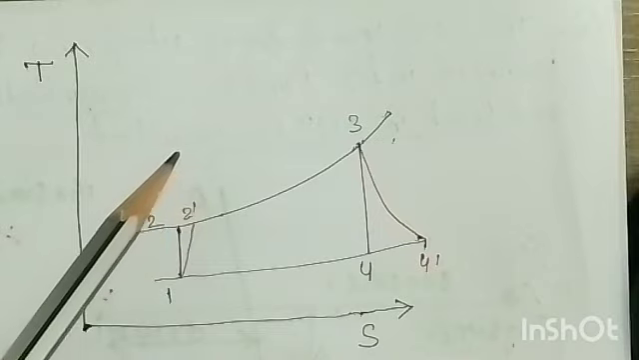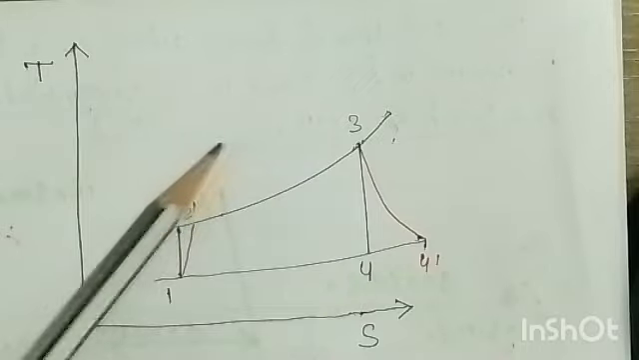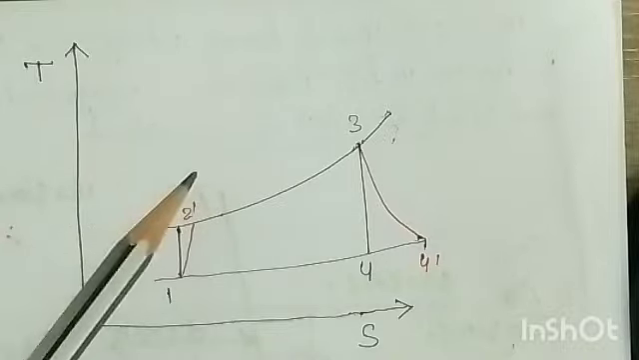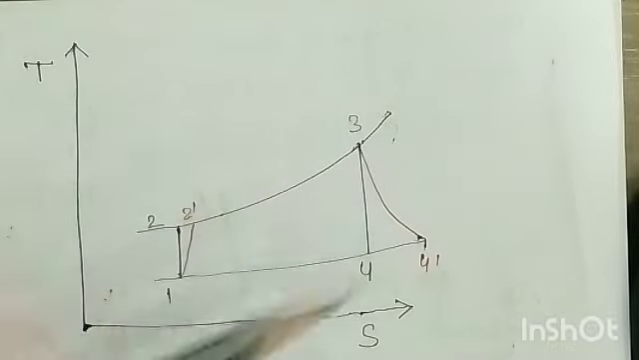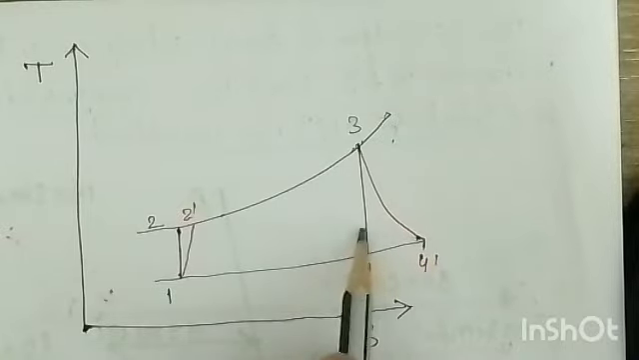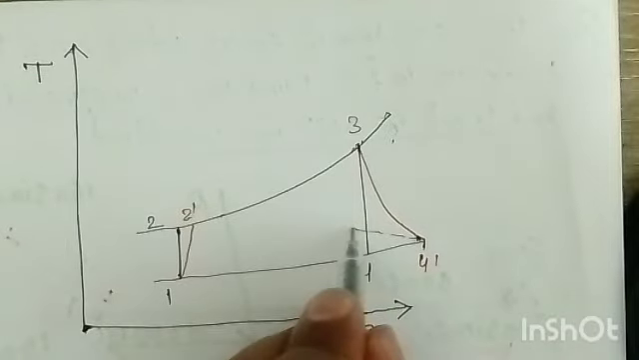So when the air is leaving the compressor after compression, that compressed air will be heated by these exhaust gases. When it is heated, its temperature will rise, and then it passes through the combustion chamber. In that case, the heat supplied in the combustion chamber will be less. It means that you can minimize the consumption of fuel. So that means we are using these exhaust gases by means of the heat exchanger.